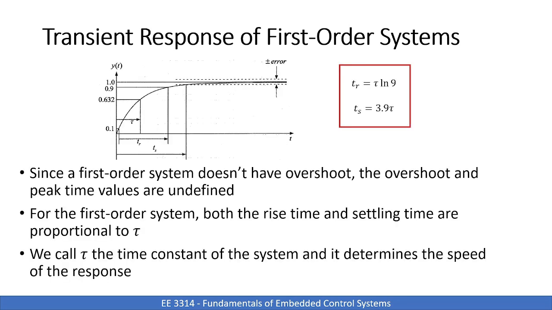All right, so I put those in a red box. If you have homework on control system performance, once you know tau, then you can easily calculate the rise time and the settling time. Since, like I said before, the first order system doesn't have any overshoot, the overshoot Mp and peak time Tp values are not defined. Tau for a first order system is called the time constant of the system. So it is a factor in determining the speed of the response, which is going to impact rise time and settling time.